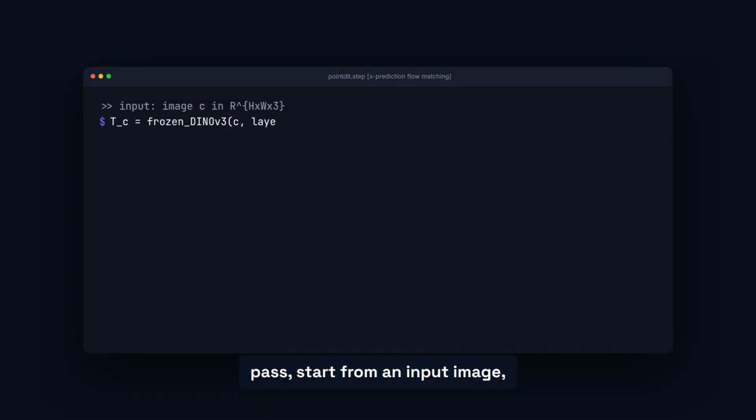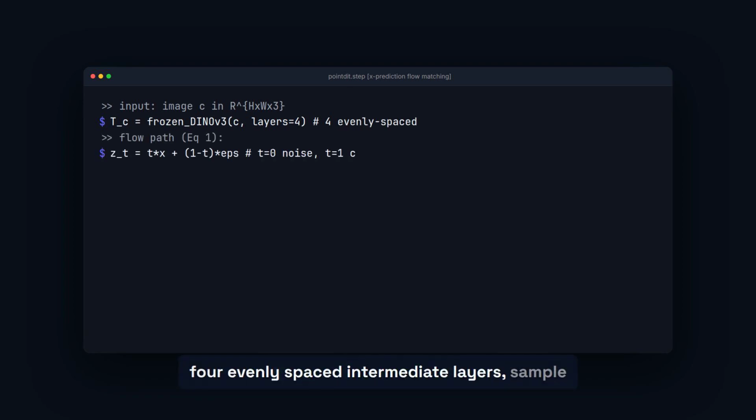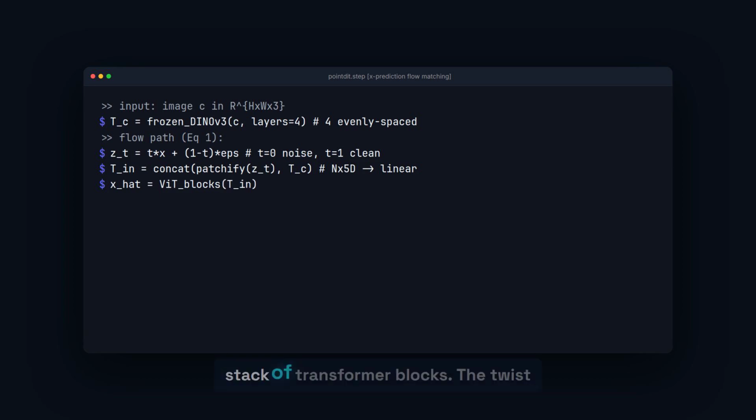The forward pass. Start from an input image. Encode it with a frozen Dyn3 backbone, taking features from 4 evenly spaced intermediate layers. Sample Gaussian noise on a per-patch grid. Concatenate the noise tokens with the image tokens and run a stack of transformer blocks.